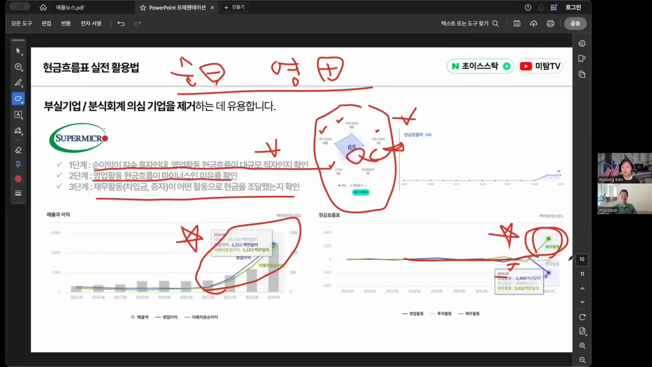So, if you make a good judgment based on this, even though these companies might be a bit difficult, it's better to filter out companies like these using the cash flow statement, especially those that have been around for a long time. That's how I can summarize it for you.